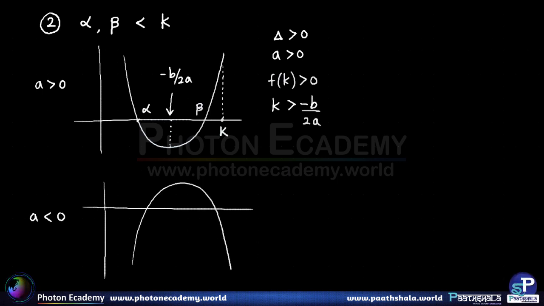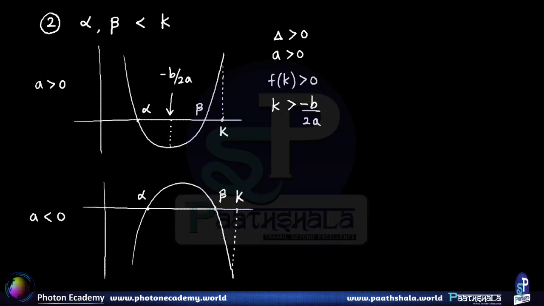Now if we consider the other possibility, that is when a is less than 0, we know that the parabola will open downwards. The two roots are alpha and beta. Here the value is k. Now here we see that the value of f of k will be negative, and here is the value of x, which is minus b by 2a.